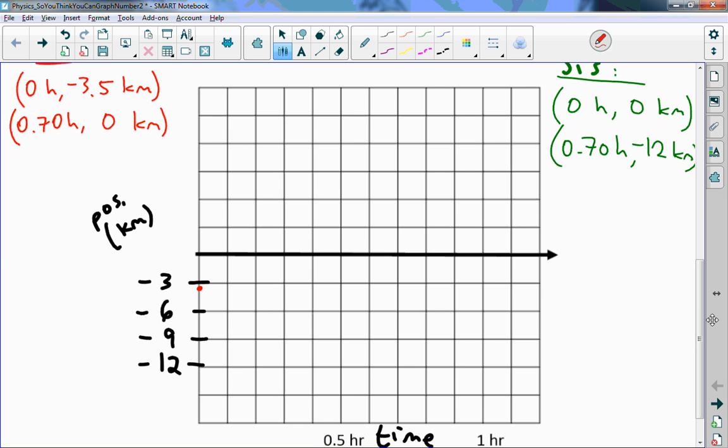And then 0.70, there's my line. Try to make it straight. Oops, I missed. Let's try that again. There we go, there I am. And then my sister, here she is, 0, 0. Love that one, easy. And then 0.7, negative 12. Draw that line. That's what we got.